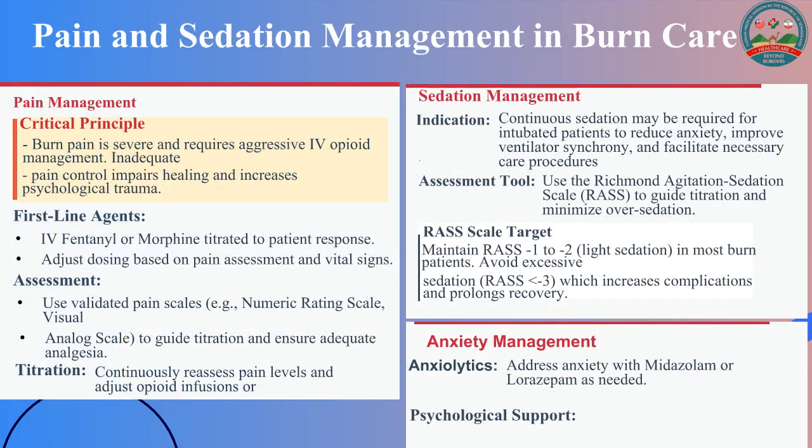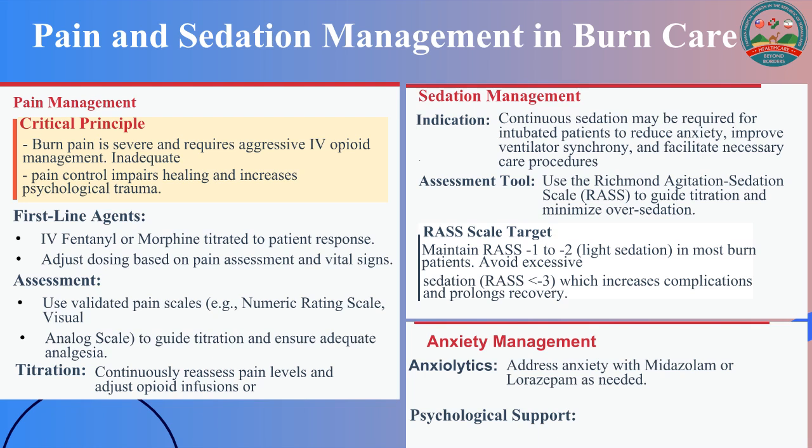Pain in burn patients is intense and requires early, aggressive IV opioid management. We usually start with IV fentanyl or morphine and adjust the dose based on the patient's pain score and vital signs. Validated pain scales, such as the numeric rating scale or visual analog scale, help guide titration and ensure adequate analgesia. Continuous reassessment is essential.